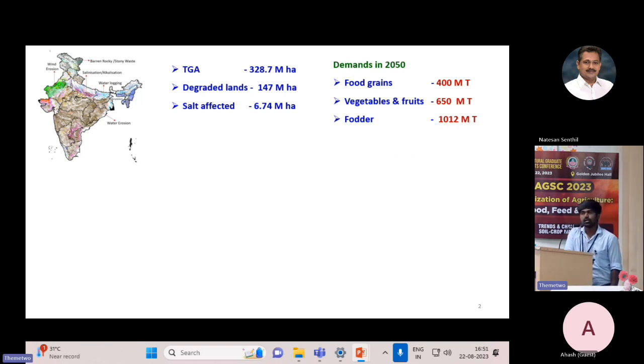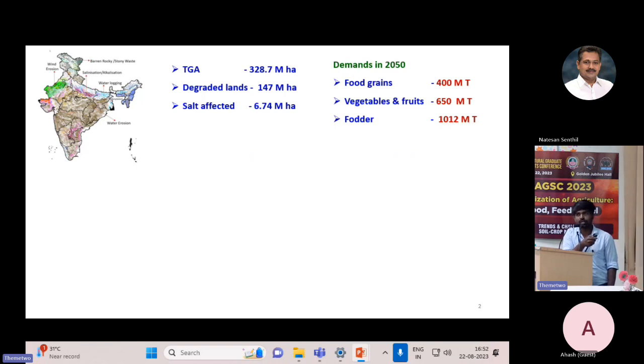Coming to India, the total geographical area is 328.7 million hectares, out of which 6.73 million hectares are highly salt affected. In that, especially 3.77 million hectares are occupied by sodicity conditions. The future demand of our country is food grains 400 metric tons, whereas vegetables and fruits 650 metric tons. Coming to fodder, 1012 metric tons. It is one of the most difficult tasks to achieve this by 2050.